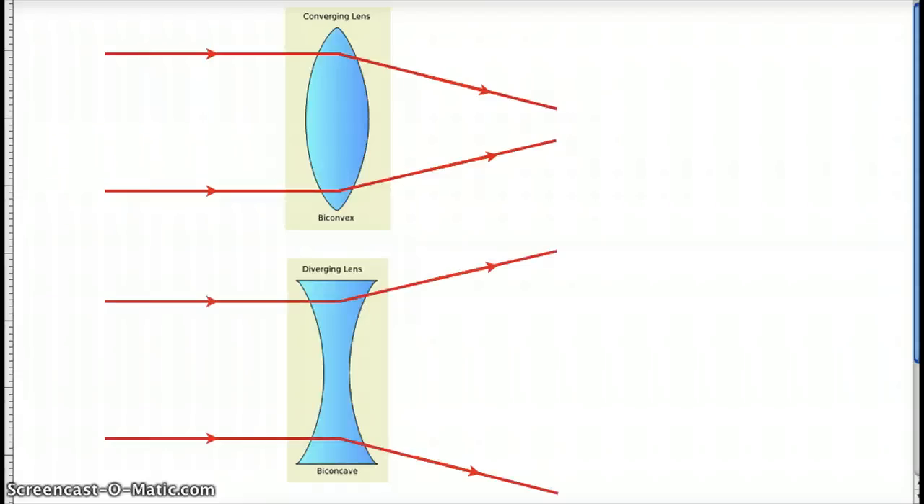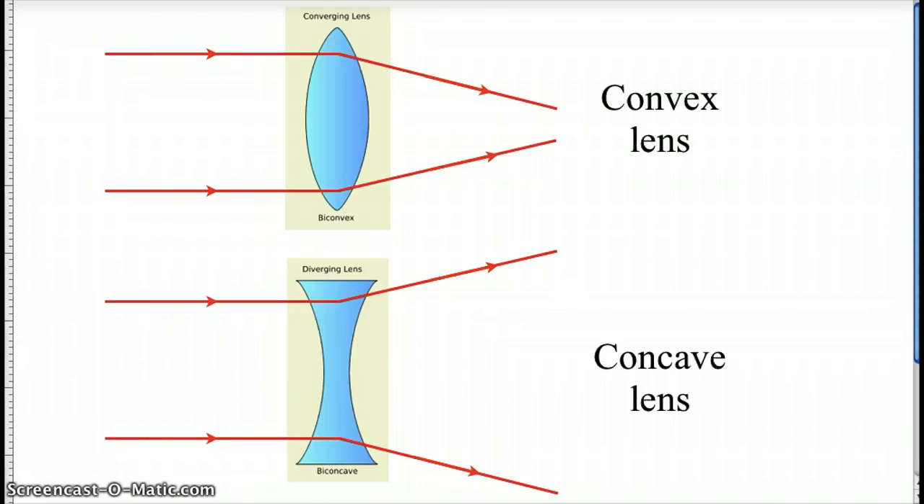They're going to converge. Whereas for a diverging lens, if light rays are coming in from the left, when they leave the right side of the lens, they will be traveling apart, diverging away from each other. You'll also sometimes hear a converging lens referred to as a convex lens, and a diverging lens referred to as a concave lens. These are just other names that are used for these types of lenses.